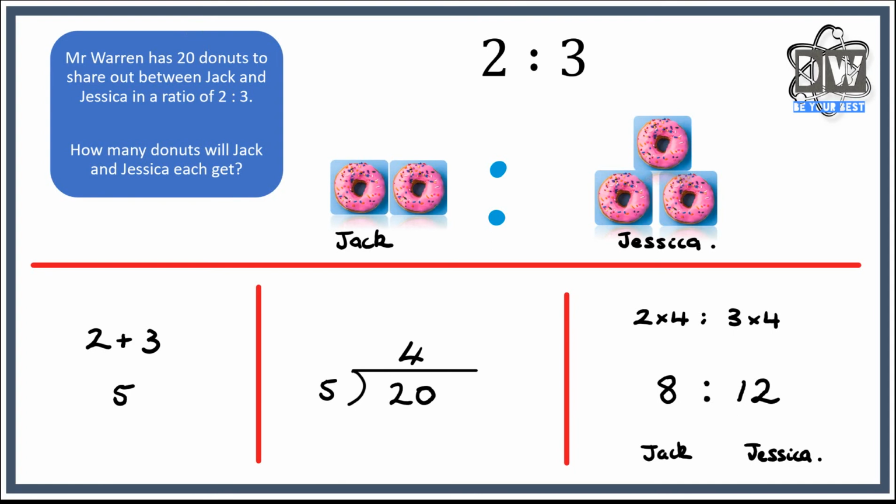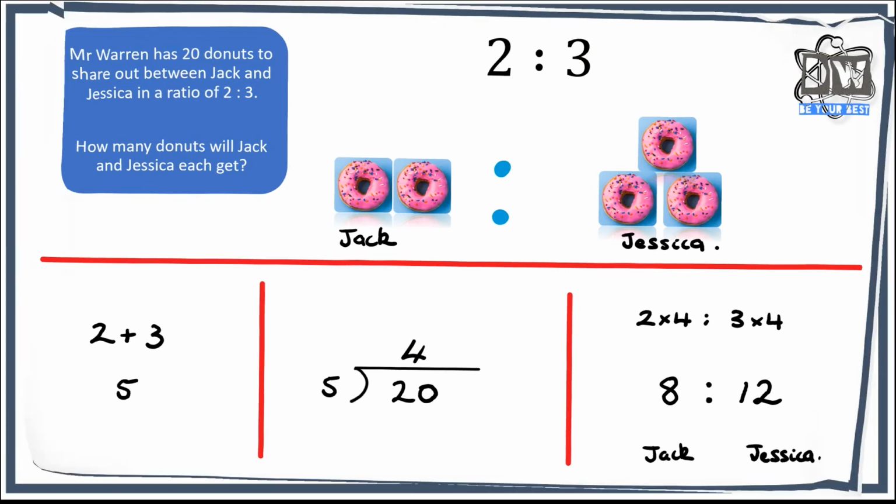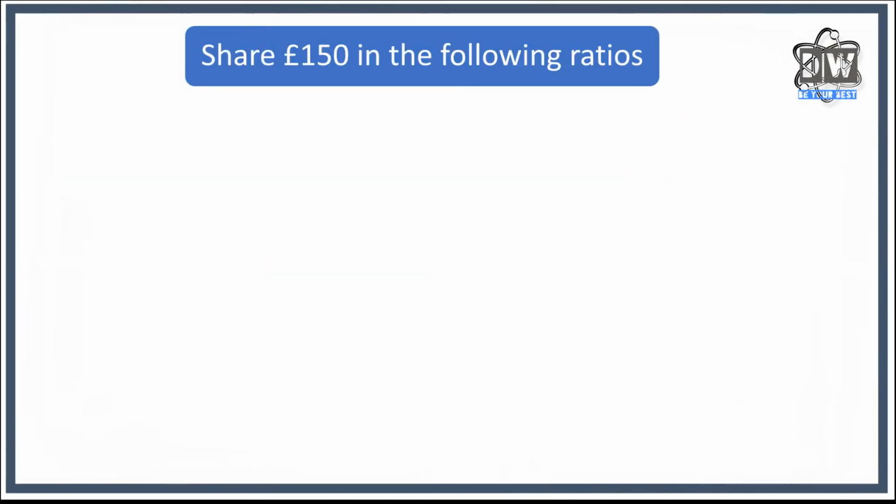So remember, first step, add your ratios together. Gives me 5. Second step, take your total amount of donuts, divide by your total amount of parts. That gives us the value of 1. Jack's got 2, so it's 2 times 4. Jessica's got 3, 3 times 4. And that's how we do it. So now it's really important that you do these next 2 questions on your own, please.